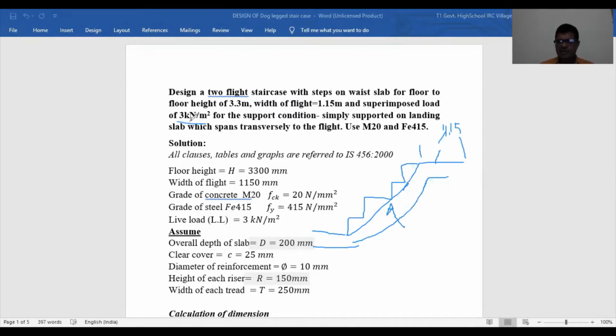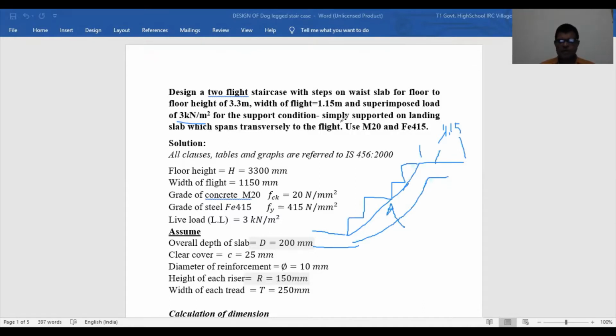The load is more depending on whether you are using it for a residential building, or for commercial complexes, school buildings, hospital buildings. So depending on the type of building, this load will also increase.